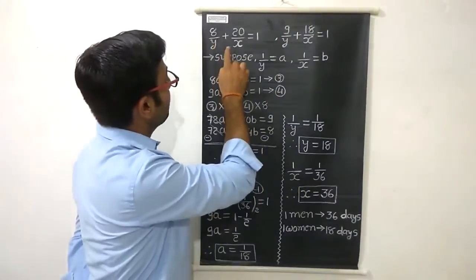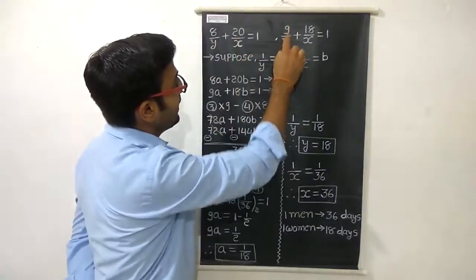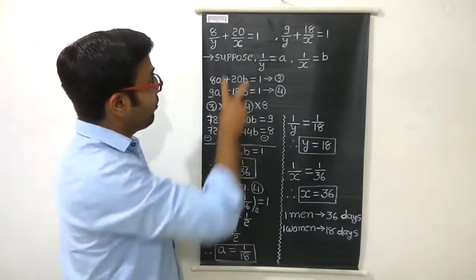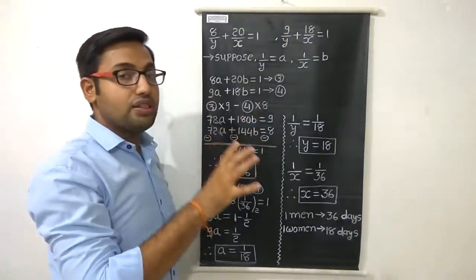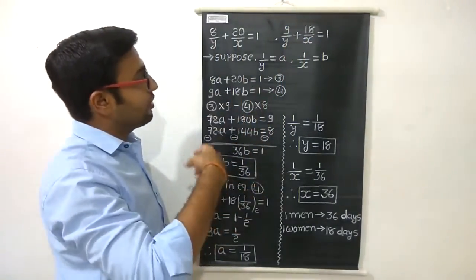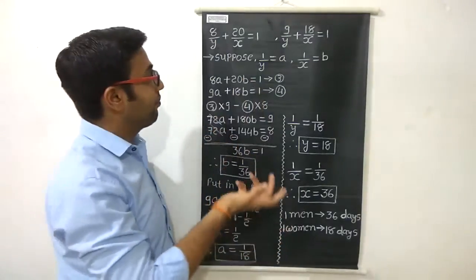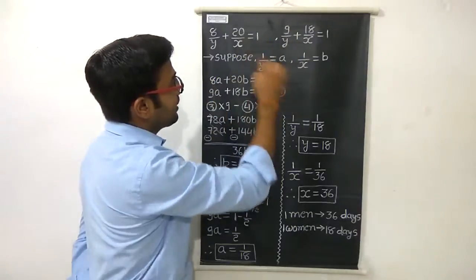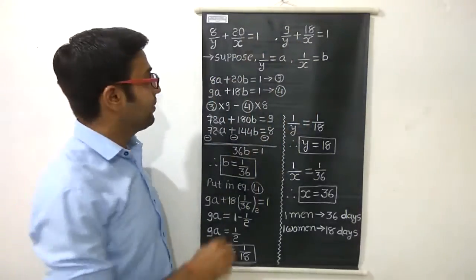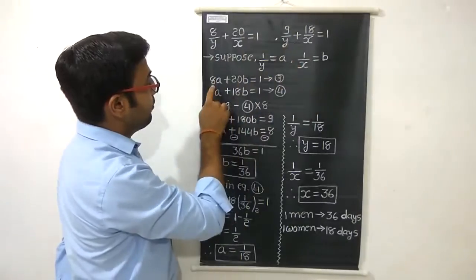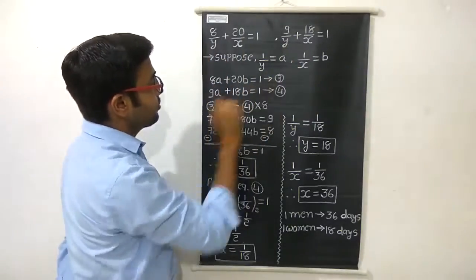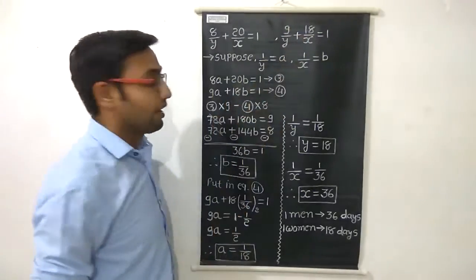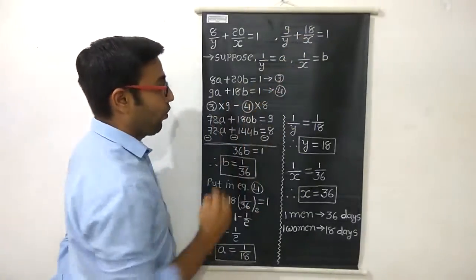So 8 upon y plus 20 upon x is equal to 1, and 9 upon y plus 18 upon x is equal to 1. We have formed these two equations, but they are not in the linear form. So to reduce them to the linear form, we will suppose that 1 upon y is equal to a and 1 upon x is equal to b. Okay? So these equations reduce to 8a plus 20b is equal to 1 and 9a plus 18b is equal to 1. Give them equation numbers 3 and 4.